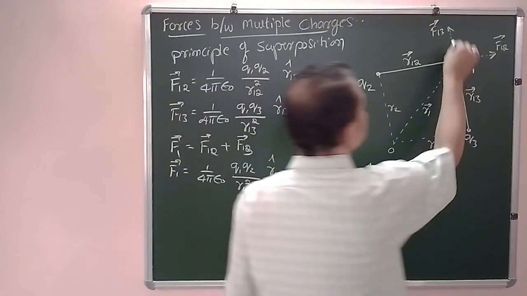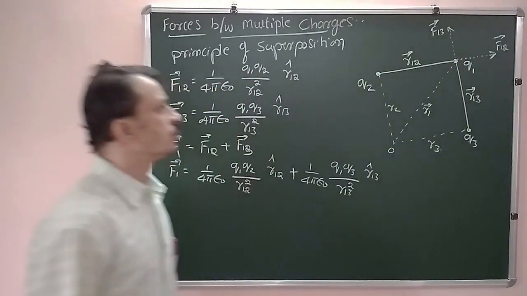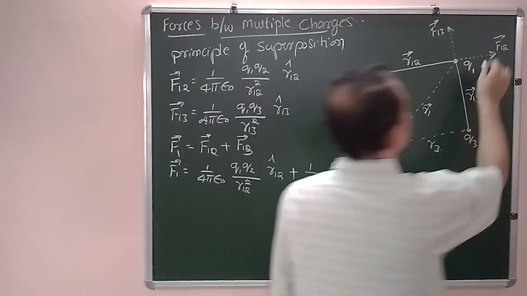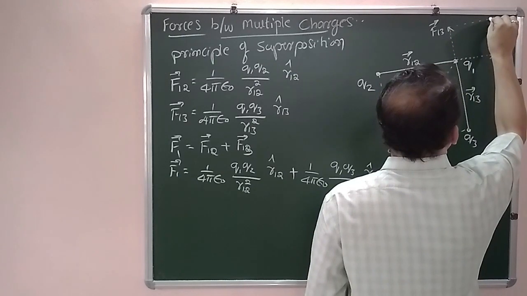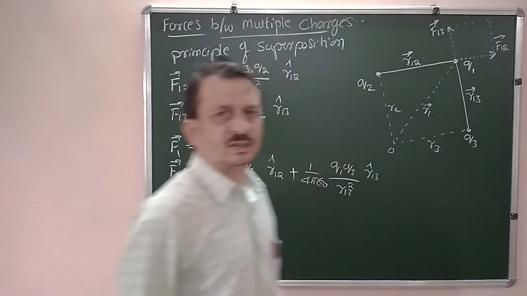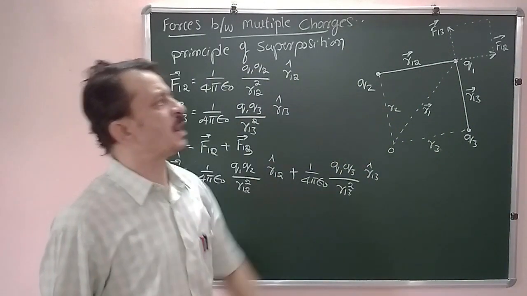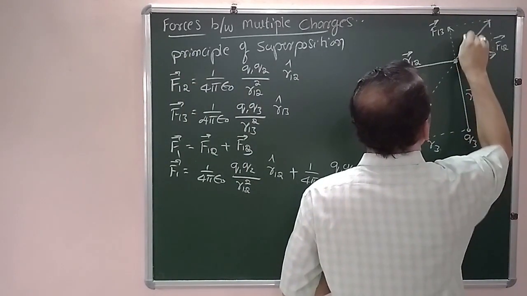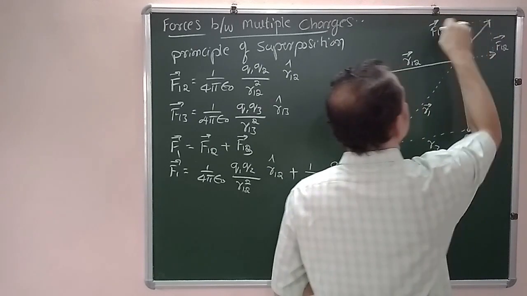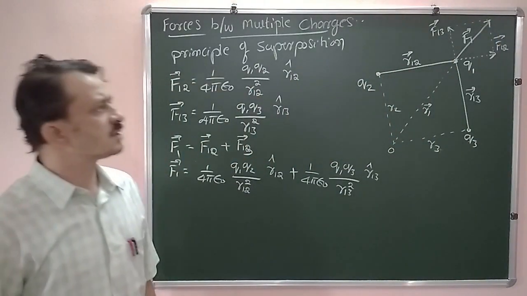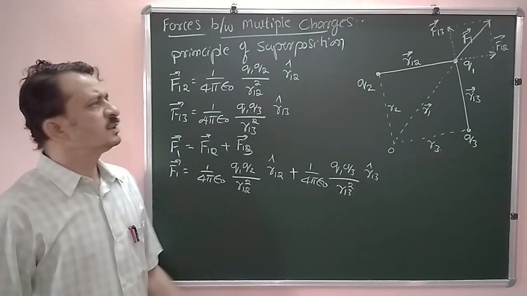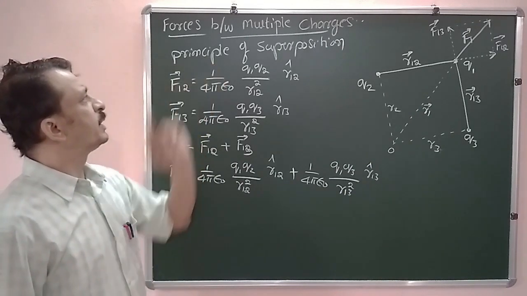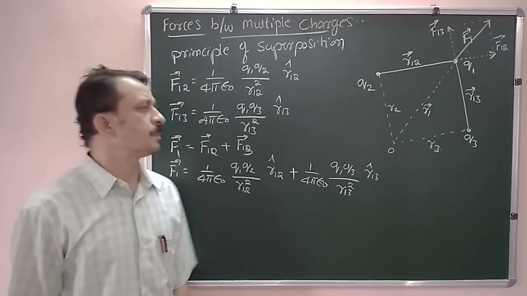Now how can you find the resultant of these two? The resultant of these two is obtained by the parallelogram law of vector addition. If you construct a parallelogram, then the diagonal of this represents the resultant of these two forces. That is the meaning of the principle of superposition.